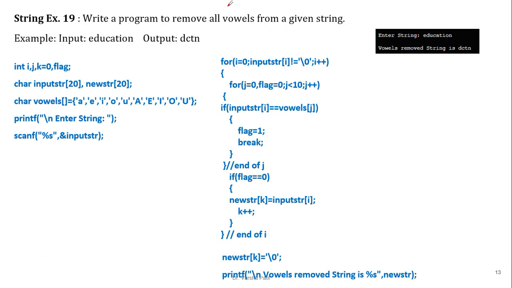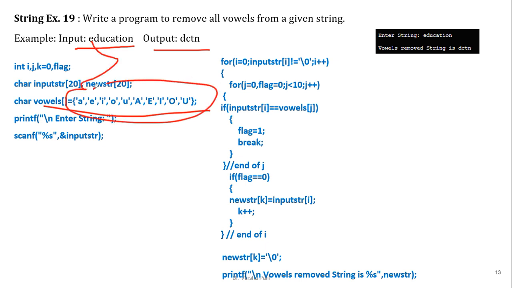Now you try this program. Write a program to remove all vowels from a given string. For example, input is education, output is DCTN. So here I have made a vowels array. What I will do, first I will take character E. I will check whether this E character is present here or not.